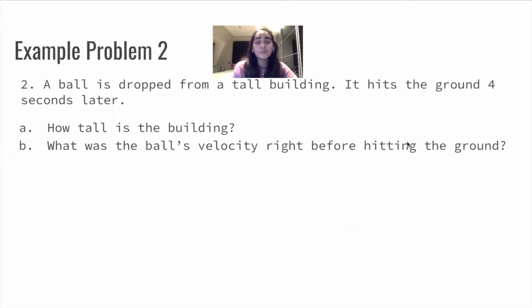Our second problem, which is very similar to the previous one: a ball is dropped from a tall building. It hits the ground at 4 seconds. How tall is the building? And what was the ball's velocity right before hitting the ground? So again, 5 seconds, pause the video, try out the problem, and then we can discuss it.